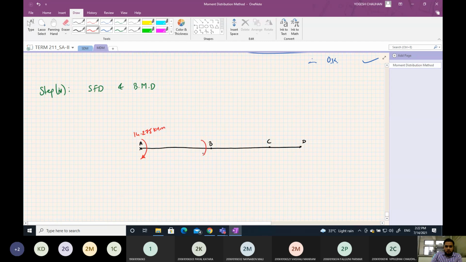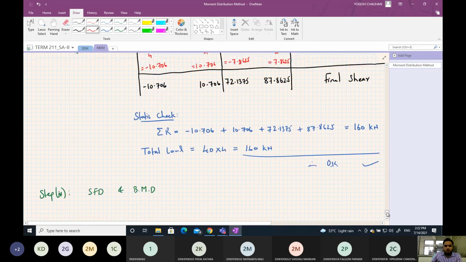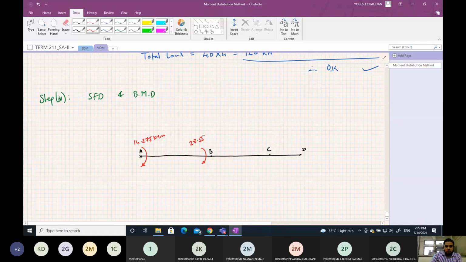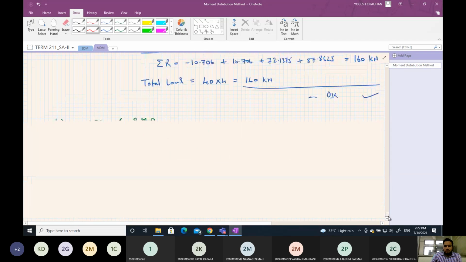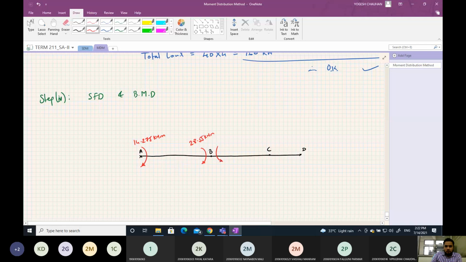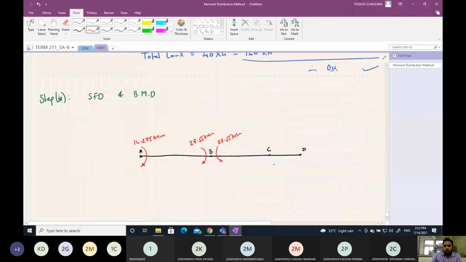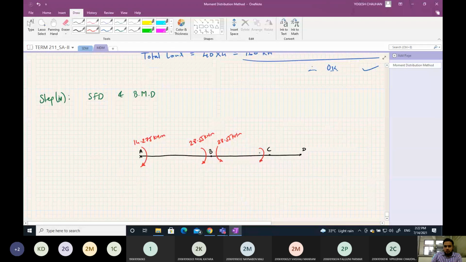kilonewton meter. Just left of B it is 28.55, and just right of B it is minus, meaning anti-clockwise, 28.55. Left of C it is clockwise 60, and right of C anti-clockwise 60, and here it is 0.